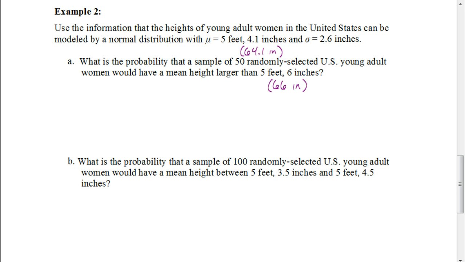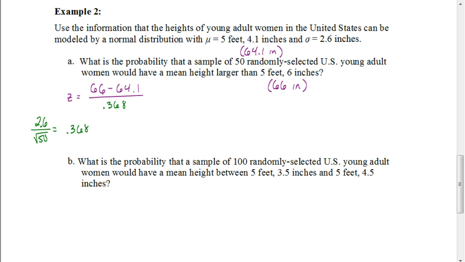But before I can do that, I first need to figure out what is the standard deviation for our sample means. So to figure that out, I would take the standard deviation for our population of 2.6, divide that by the square root of the size of my sample, which is 50. Divide those two, and we get 0.368. So when I go to find how many standard deviations above my mean 66 inches would be, 0.368 is what I would use for my standard deviation.